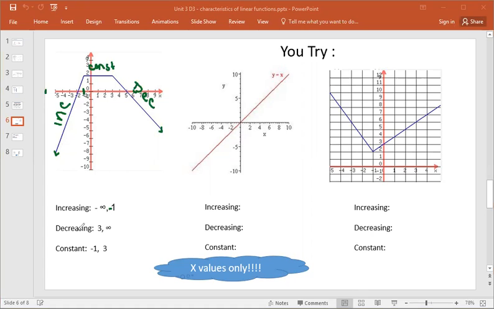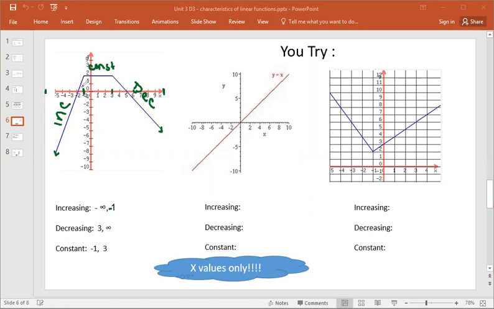Then where does it decrease? Well, it starts the decrease where we drop to the x-axis here at 3, and it goes all the way to the end of the x-axis. So it decreases between these two green sections, from 3 to positive infinity. And then where is it constant? It's constant between these middle two green sections, between -1 and 3.